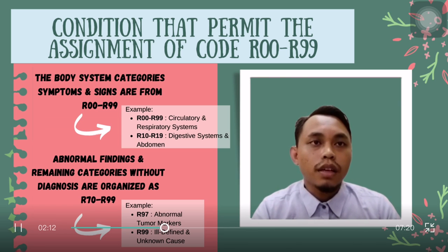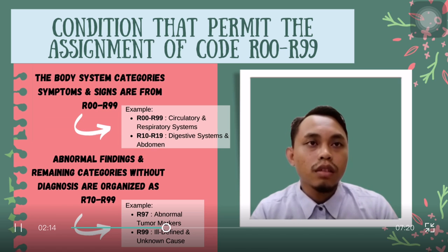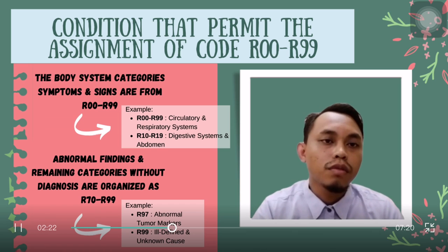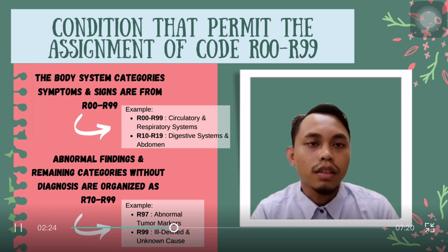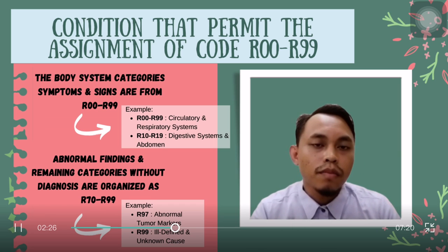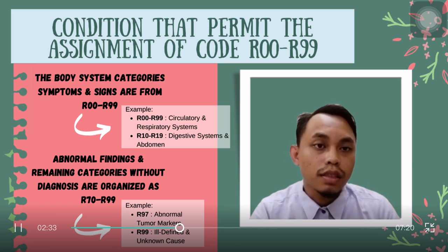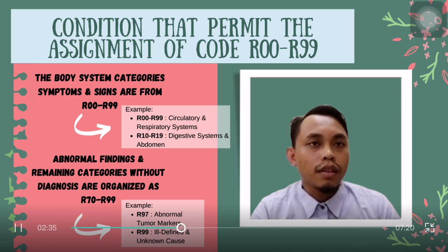Next, they categorize abnormal findings and also remaining categories without diagnosis as follows: R70 until R99. For example, R97 is about abnormal tumor markers. And lastly, another example is R99, which is about ill-defined and unknown cause.